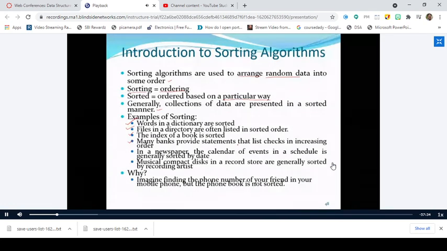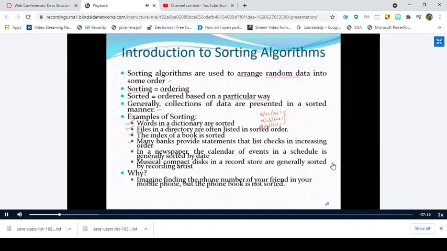So what transactions you have done on the 10th of this month, then you will have the transactions that were performed on the previous day, that is the 9th. Similarly, on the 8th, what transactions you have performed. This is called chronological order, right? In the newspaper, the calendar of events in a schedule is generally sorted by date.